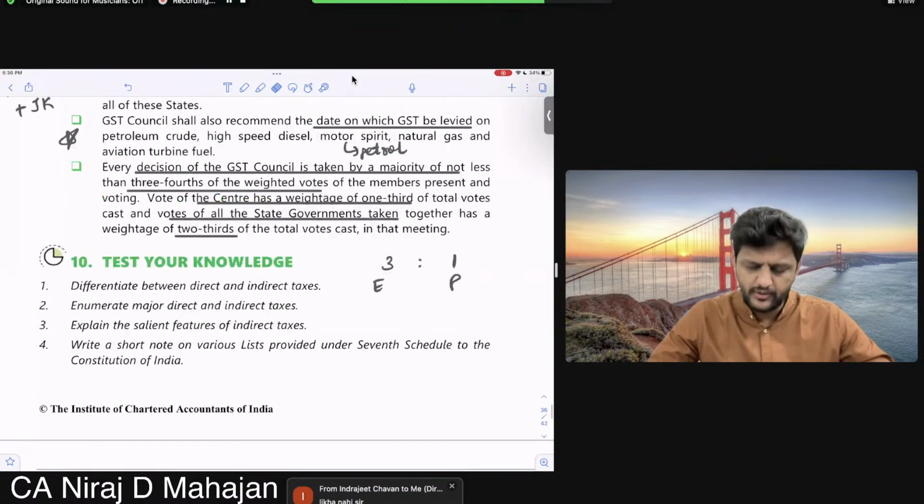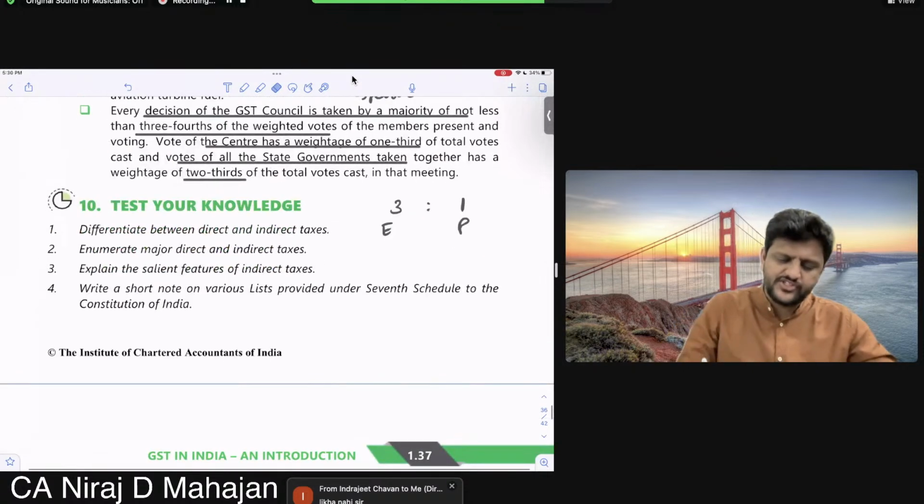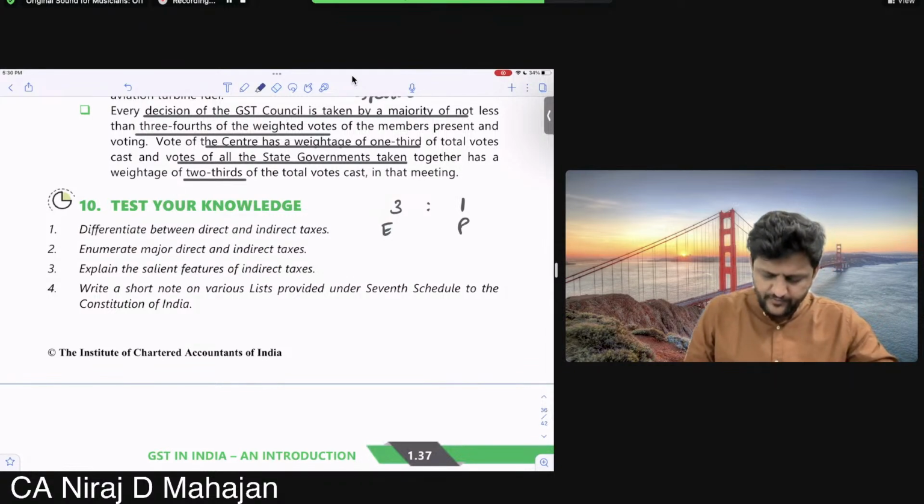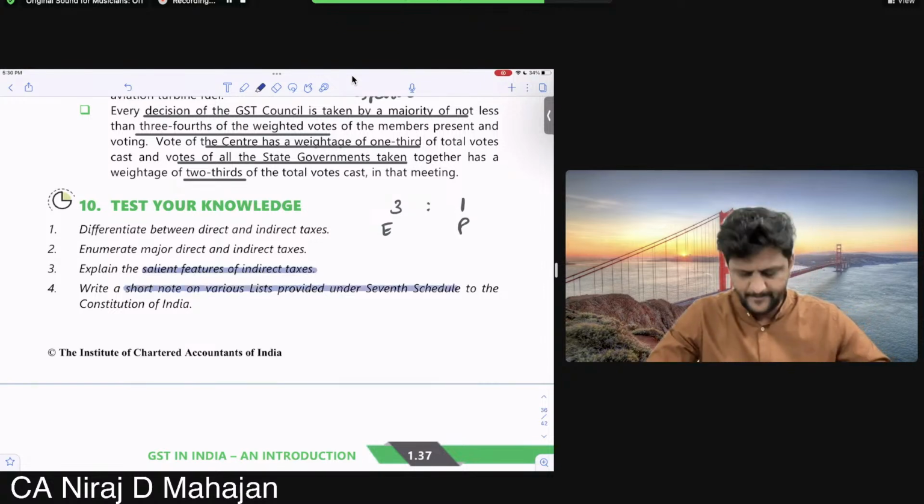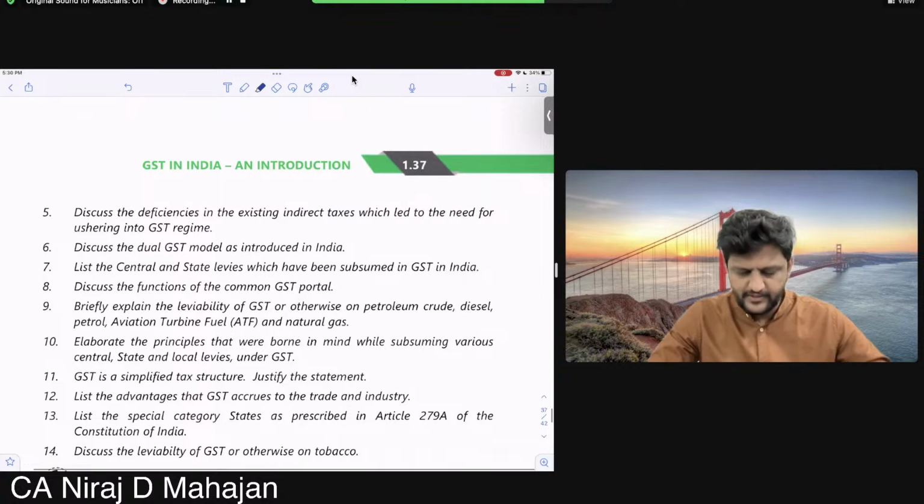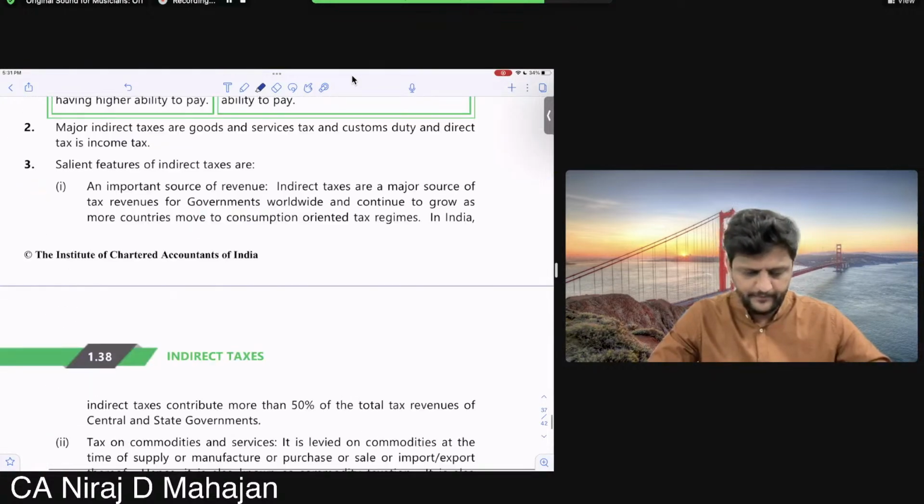Okay, but you understood? Explain the salient features of indirect taxes. Write a short note on various lists under the 7th Schedule: List 1, List 2, List 3. We'll be discussing. We'll have the answer also here. Don't worry.